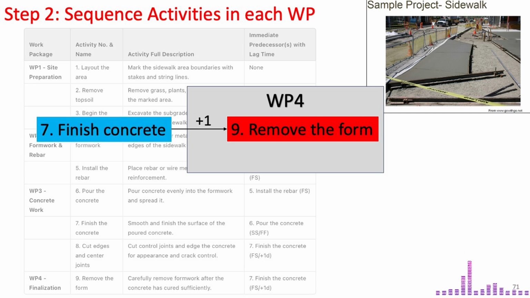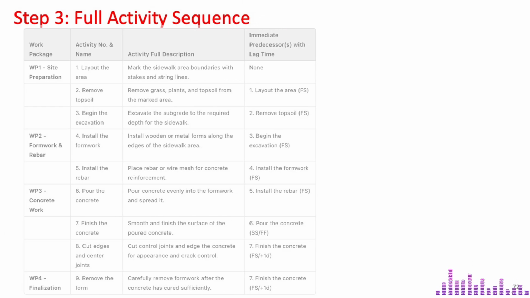Now that we have identified the sequence of activities within each work package, we can proceed to combine them into a single sequential flow for the entire project. In this final step, you connect the partial sequences of all individual work packages to form a complete sequence.